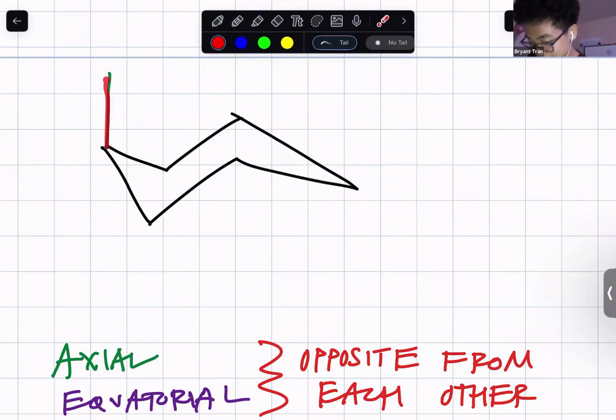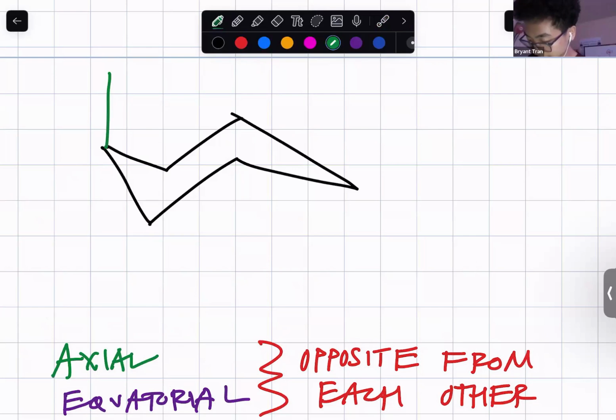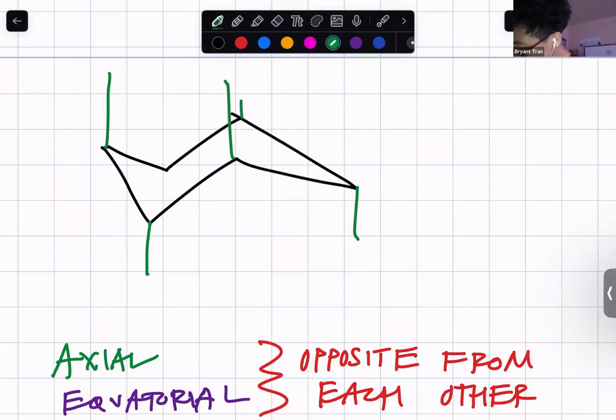Now, if you go to the next carbon, let's go down here in the counterclockwise direction. It's going to alternate. It's going to go down like that. Go to the next carbon, this is going to go up. Next carbon, down. Up, down. Right, so up, down, up, down, up, down, alternating between the carbons for axial.